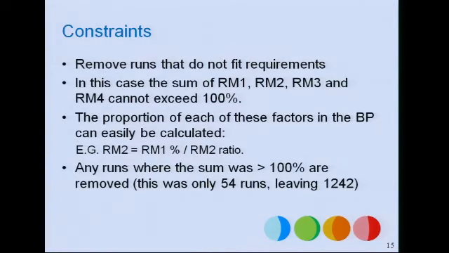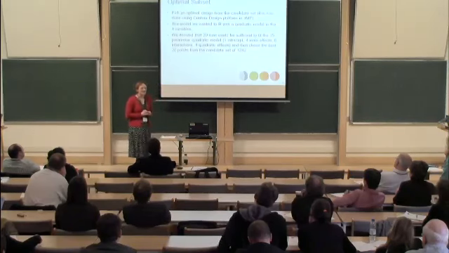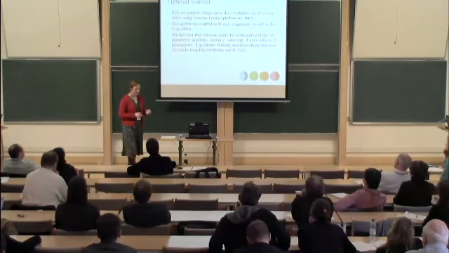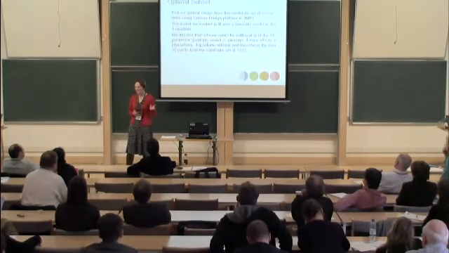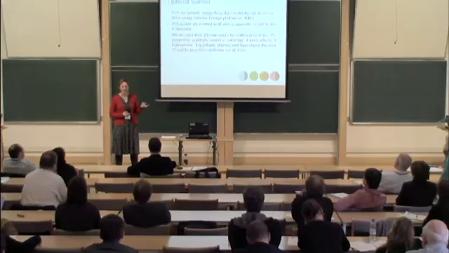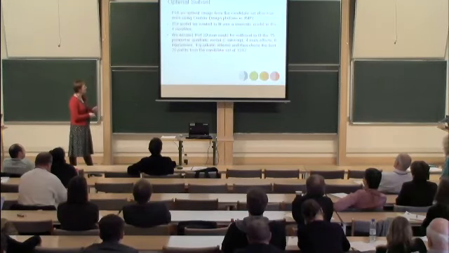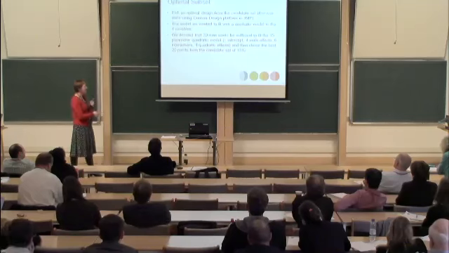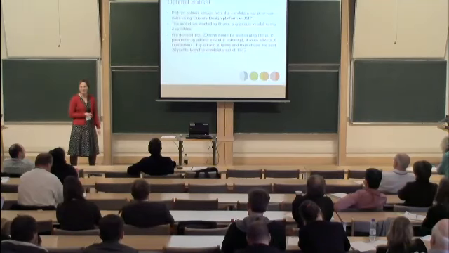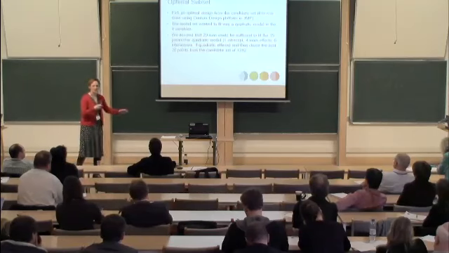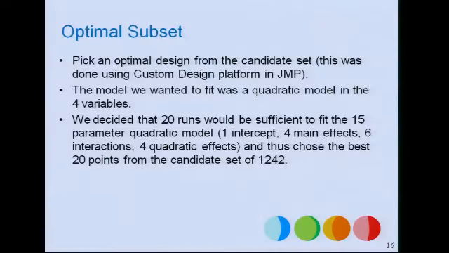So I'm still left with 1,242, which would still be a little too many to tell anyone they needed to run. So I then just picked an optimal subset, and again, this is where I needed software to help me to pick that optimal subset. I did that using algorithms in JMP. Using the custom design platform, I could pick out an optimal subset of that, and anyone who's interested, JMP users, I can talk about that later.